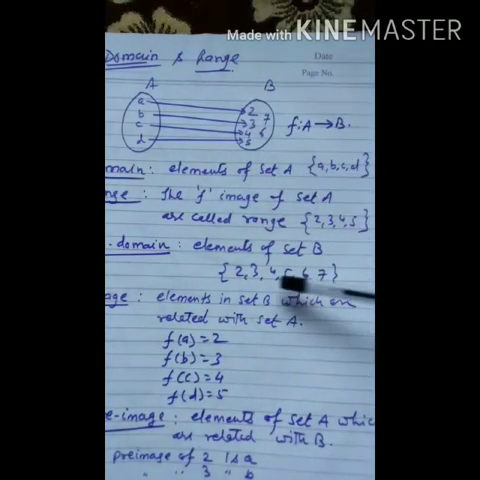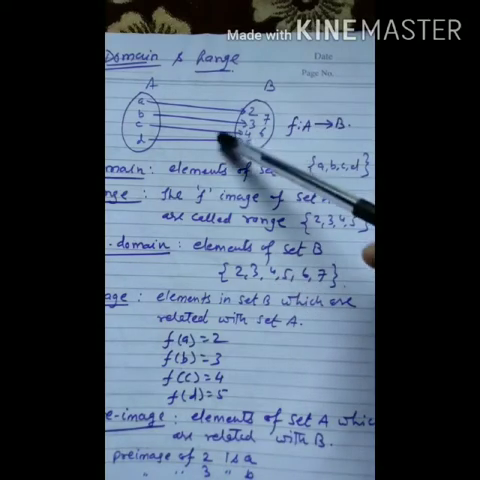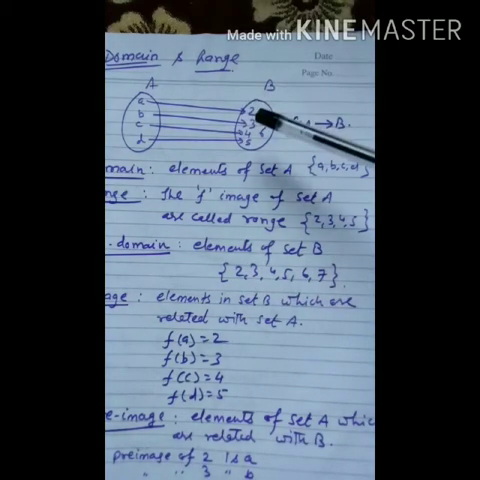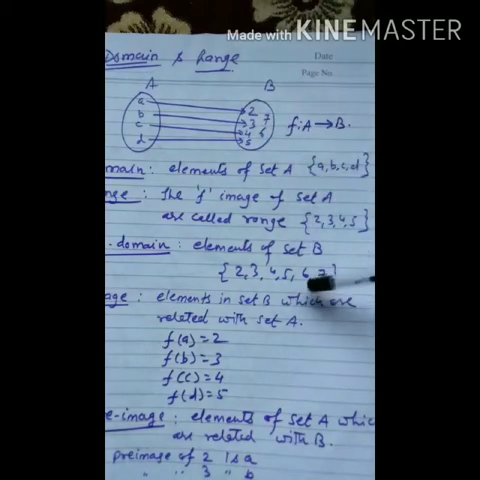These are the range. Codomain: it is clear that the elements of set B are called codomain. In this, 2, 3, 4, 5, 6, 7. 7 and 6 we also include. This is the codomain.